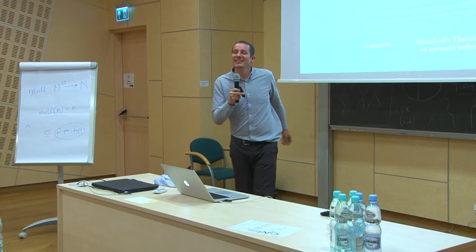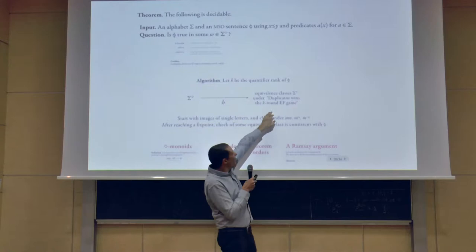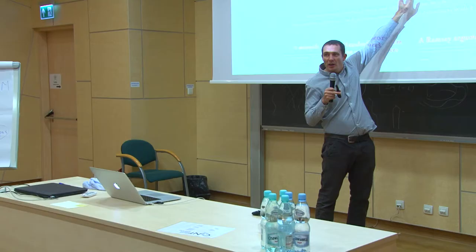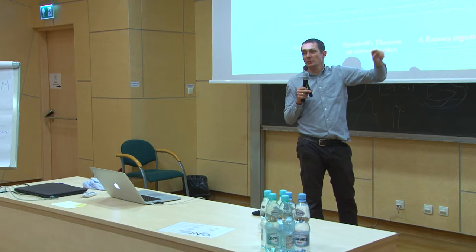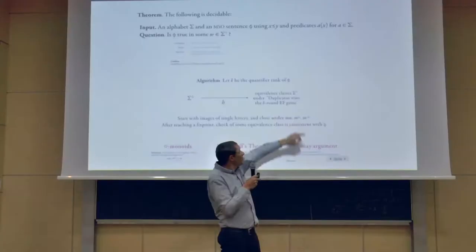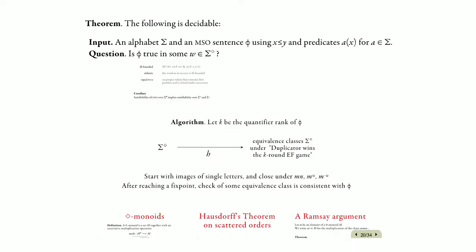Insults aside, I'll tell you what's going on. There's this EF game. There's a basic theorem which says that duplicator winning is the same thing as satisfying the same MSO sentences of a certain rank. Now, it is not clear at all, and this is why you reasonably ask the question, why this equivalence relation should have finitely many equivalence classes.